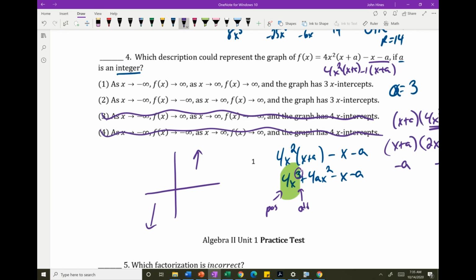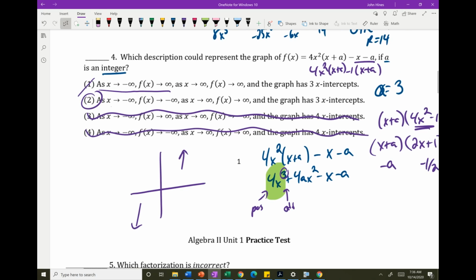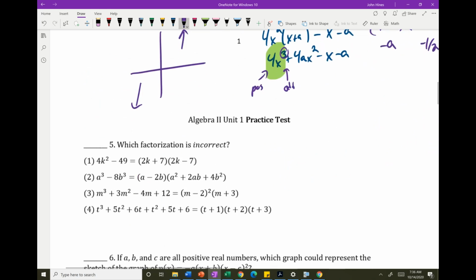So now I just need to look at the end behavior. As x gets negative, so this is my left hand. As x gets negative, are my y values going up? No. As x gets negative, my y values are going down. As x gets positive, my y values are going up. It's choice 2 there. Okay, so this question was talking about zeros and end behavior. Those are 2 important ideas that we need when we graph polynomials.